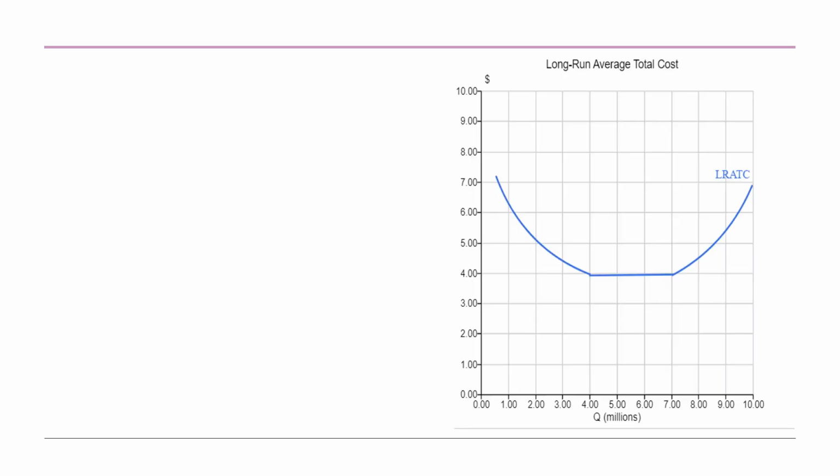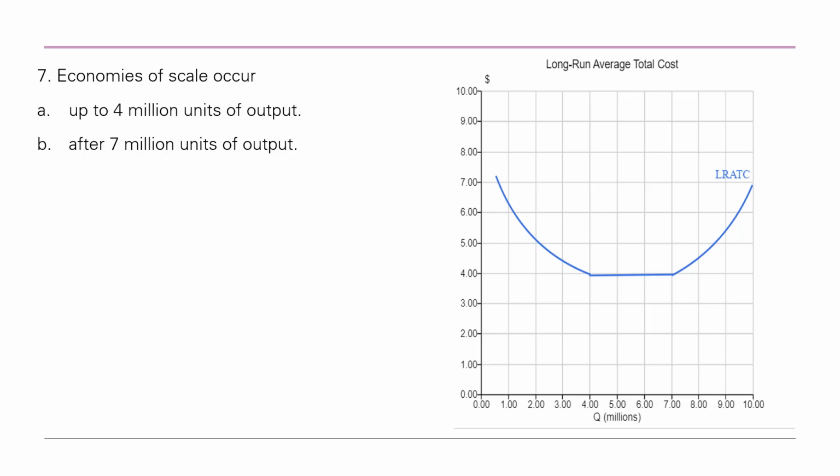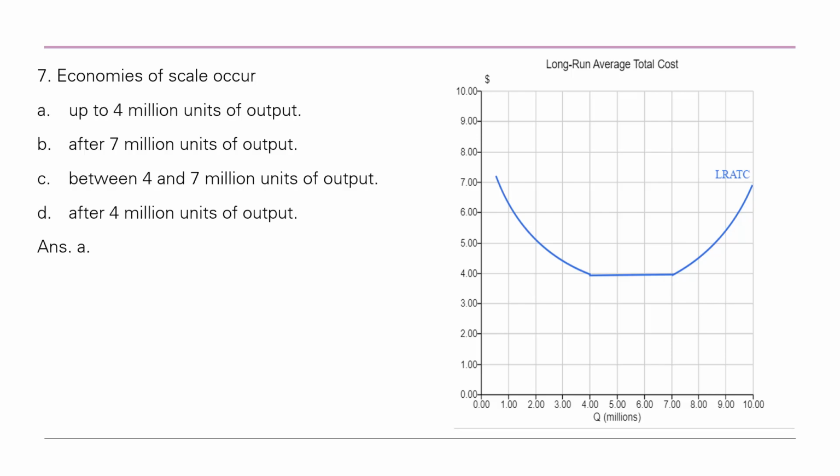Okay, we're going to look at this graph here for the next question. Economies of scale occur... Correct answer here is answer A, up to 4 million units of output. So here's 4 million units of output, and the long-run average total cost here is falling. So the firm is experiencing economies of scale over this range of output.